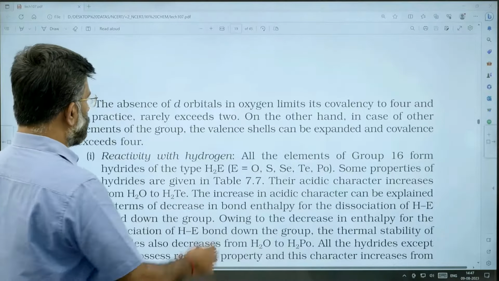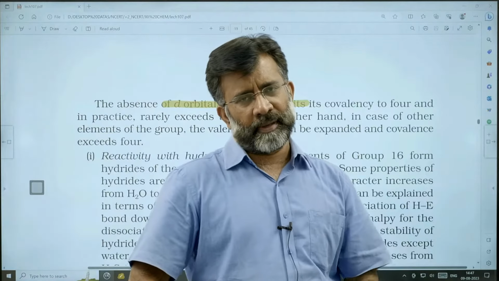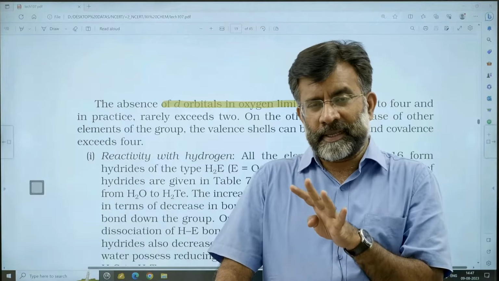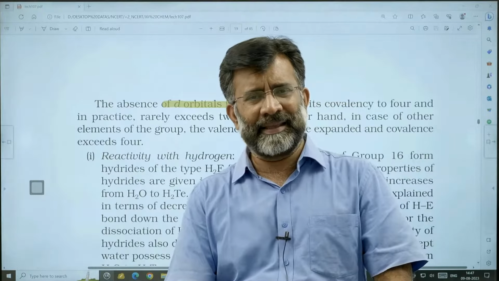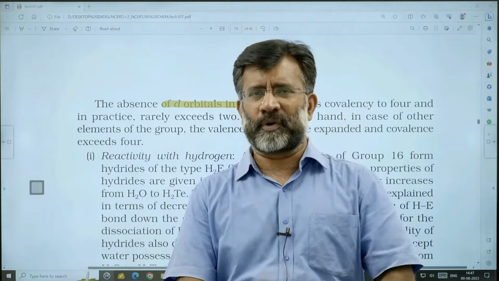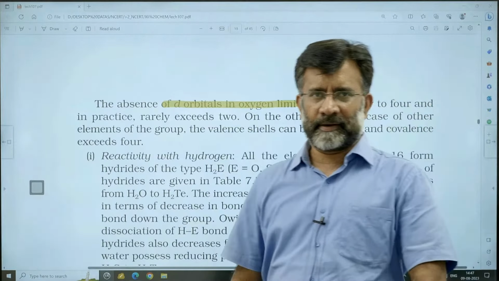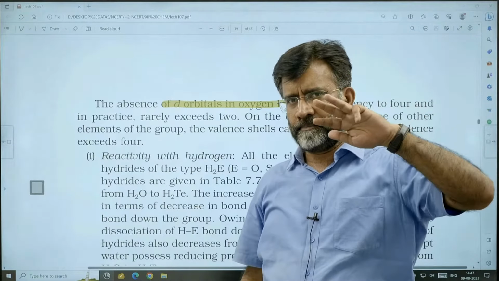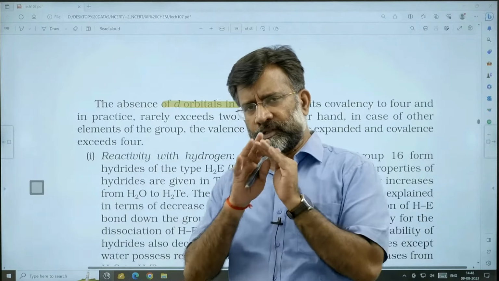The absence of d orbital in oxygen makes its maximum covalency limited to 4. Oxygen rarely exceeds 2. Maximum it can have 3, not 4. The limit is 4 because it doesn't have vacant d orbitals, and that is applicable to all the first members: beryllium, boron, carbon, nitrogen, oxygen. For all these members, it is uniquely applicable.